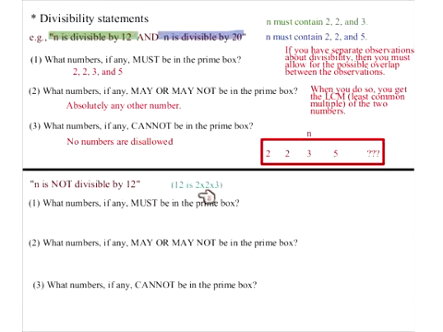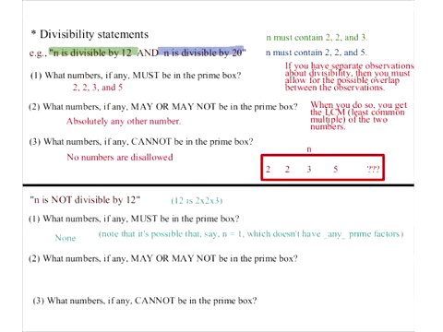Okay. In this prime box, there are not necessarily any numbers. This n might not have any prime factors at all. It's totally possible that n could just be 1. So, none. Note that it's possible that, say, n equals 1, which doesn't have any prime factors. By the way, whenever we talk about these things, it's worth noting that as a convention here, you can from now on just assume that we're talking about positive integers in the divisibility problems.